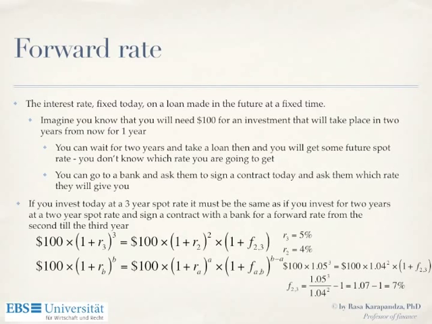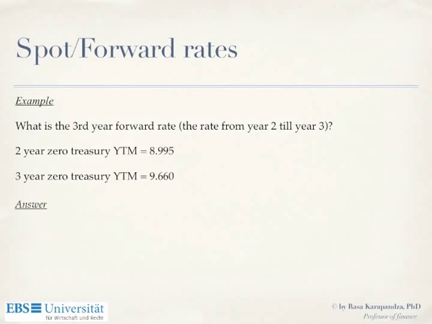Two more examples. Example number one. Imagine that I give you a 2 year zero treasury return. This is what you get if you invest your money for 2 years today: 8.995%. If you invest your money today for 3 years, you will get 9.66%. Now the question is, what is the third year forward rate, or the rate from year 2 till year 3? And the answer is, it is the same thing to invest for 2 years and then one year at this forward rate, and to invest for 3 years.